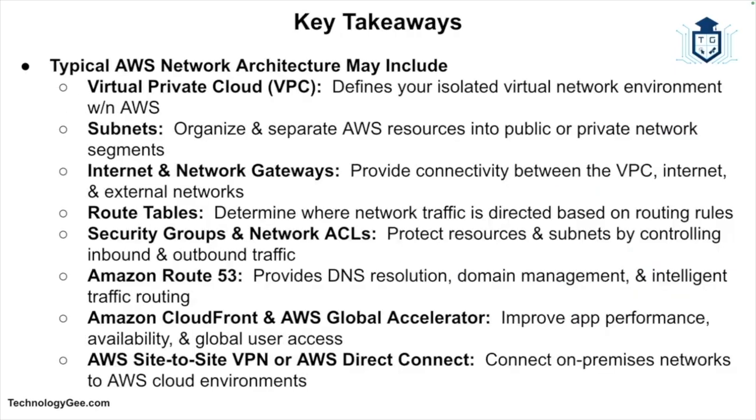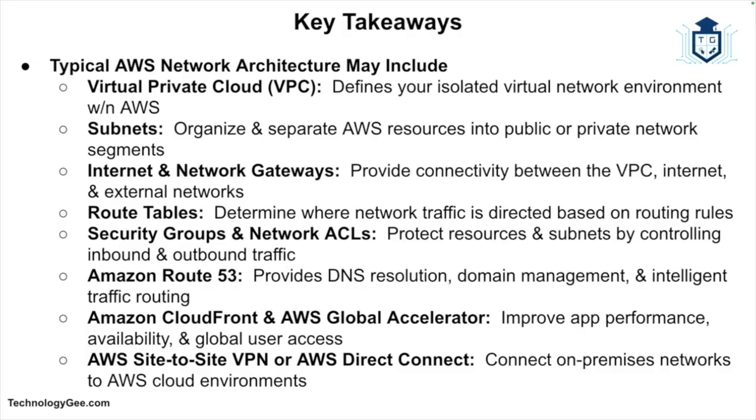All right, so at this point, you should start seeing how everything connects. A typical AWS network setup might look like this. You have a VPC that defines your network. You have subnets that organize your resources. You've got gateways that connect you to the internet. You have route tables that control your traffic flow, and security groups and network ACLs to protect your environment.